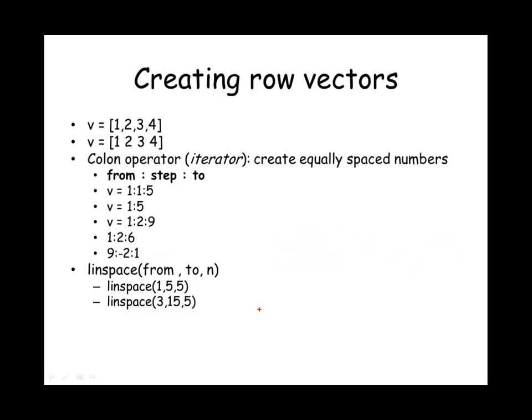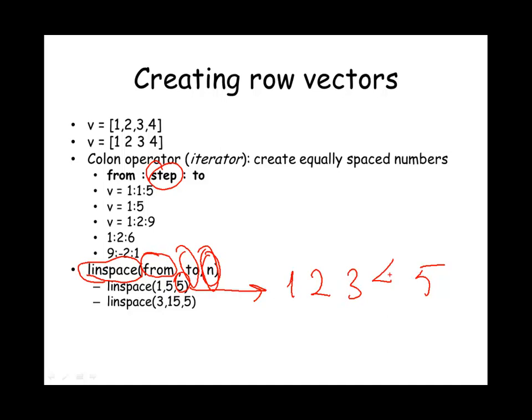Sometimes instead of controlling the step size, you might wish to control the number of numbers you would like to have in your row vector. And you can use the linspace function to achieve that. To use the linspace function, the first argument would be the lower bound, the second argument would be the upper bound, and the last argument is the number of numbers you would like to generate. The first example, linspace, will generate numbers from 1 to 5, and you are requesting to generate 5 numbers. So MATLAB will effectively expand that to numbers 1 through 5.